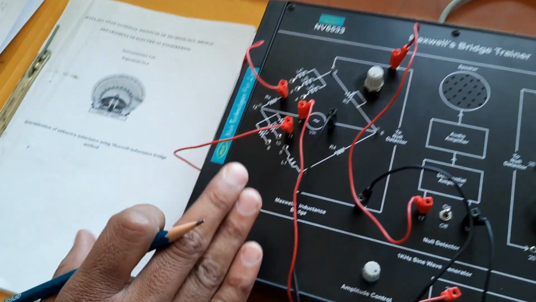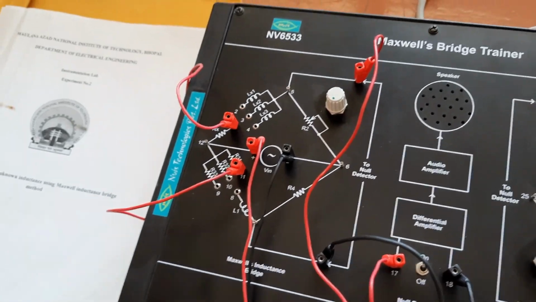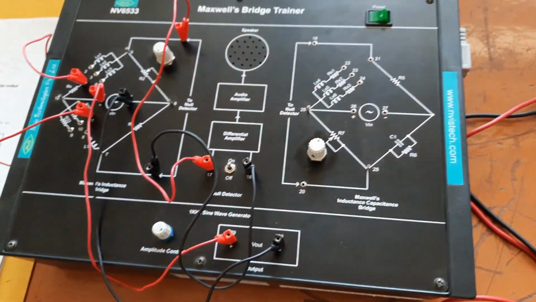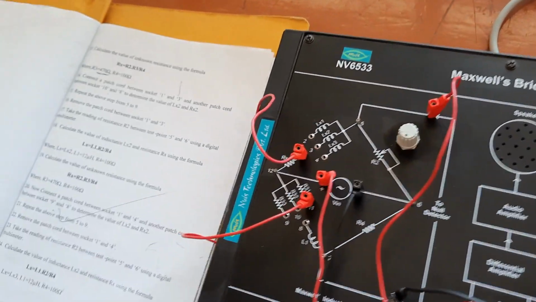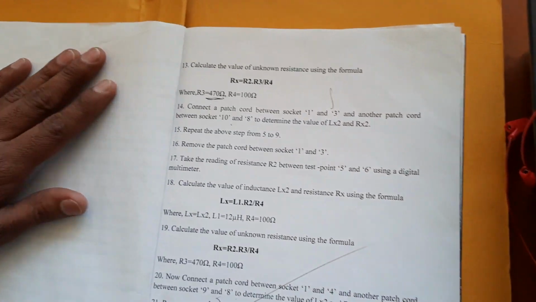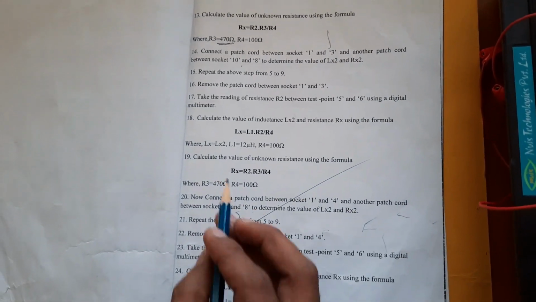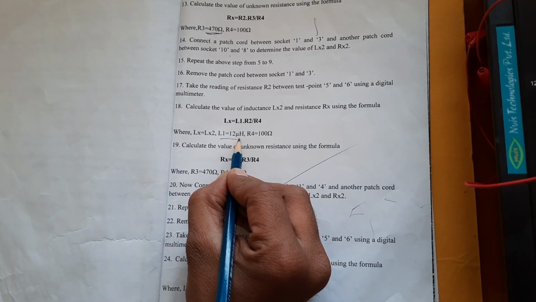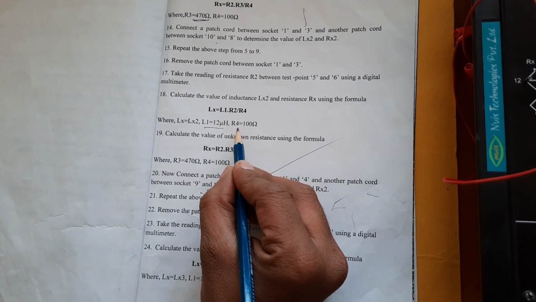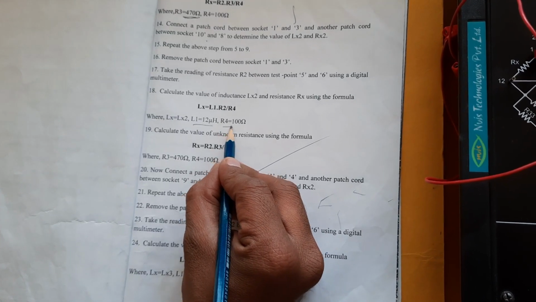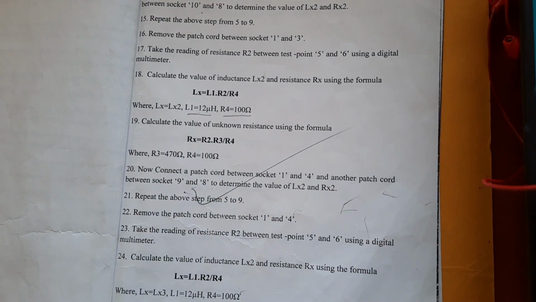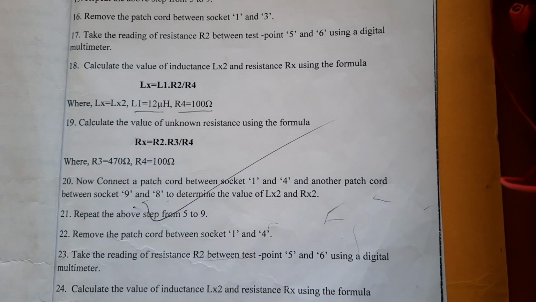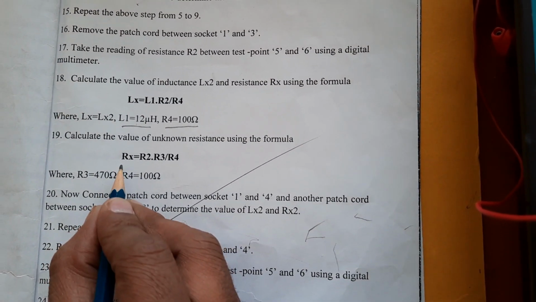Now on this Plano kit we already have the readings of R4 and L1, and R3 is already given. You can see here in this lab manual your value of L1 is already given, which is 12 microhenry, and the value of resistance R4 is already given, 100 ohms. Now when your bridge is balanced, then using the balance condition you can calculate Rx with this formula.